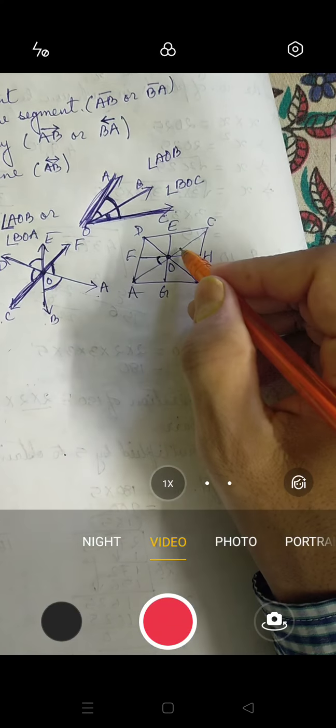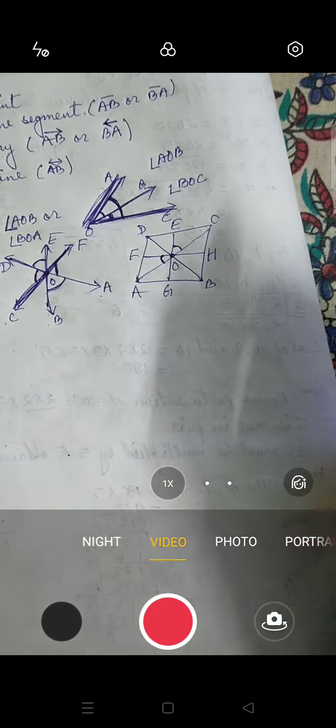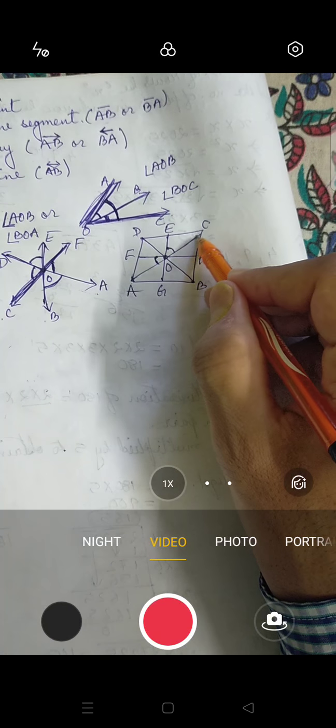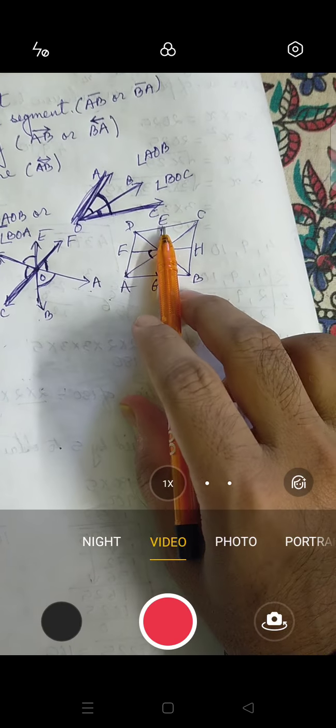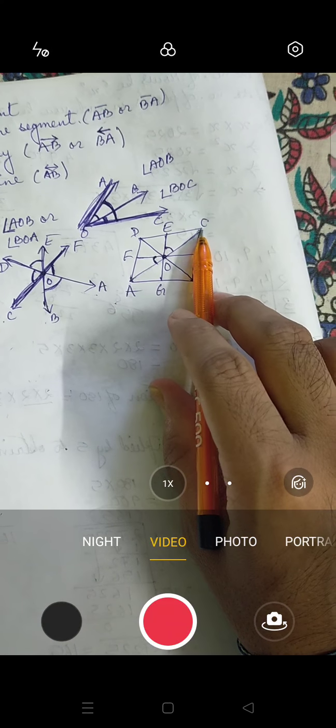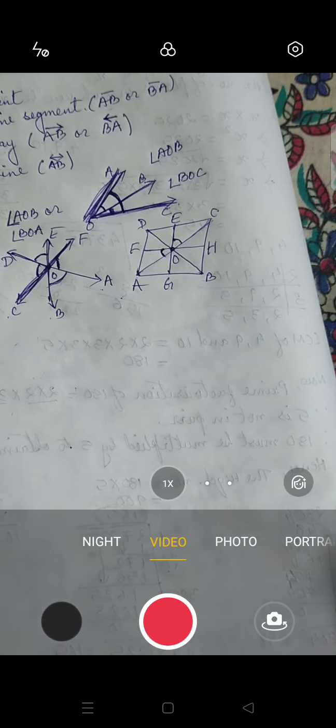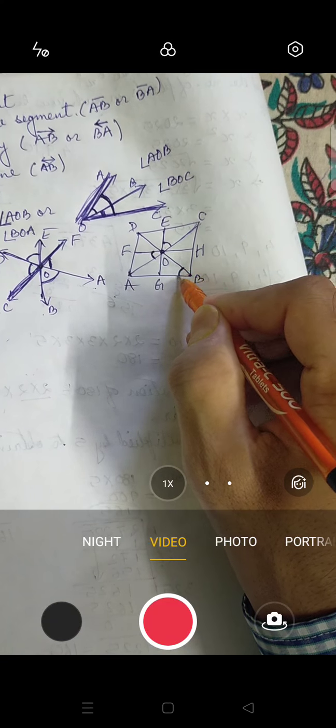Fine. If I ask you the name of this angle, you have to see that this angle is forming between these two arms. So you will say angle EOC, or you can say angle COE. That's all.